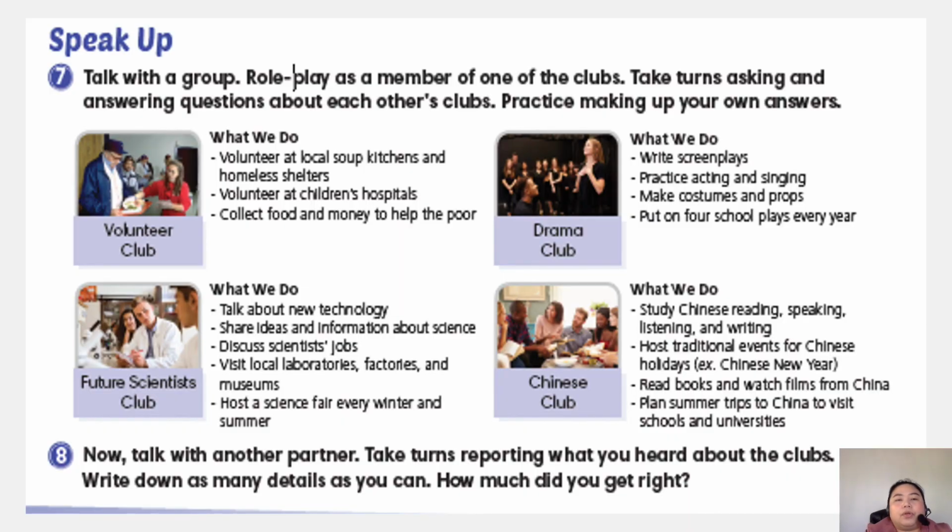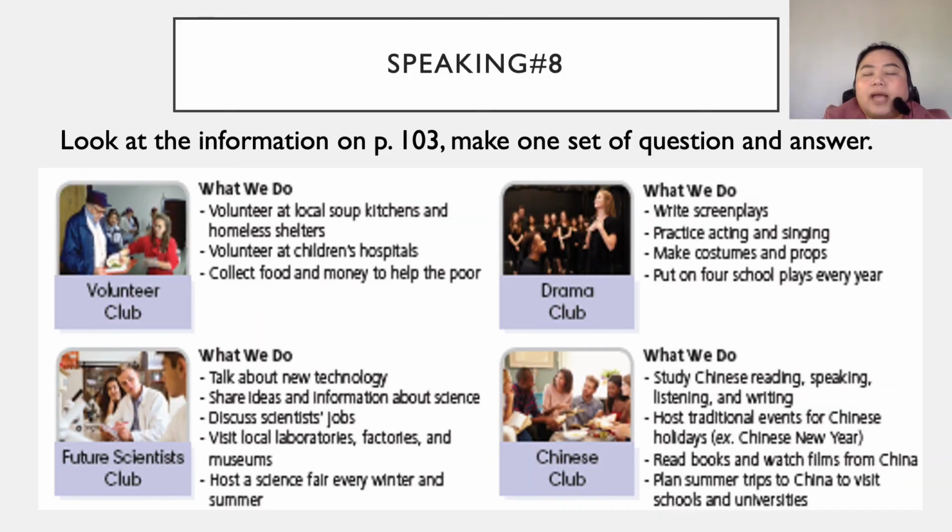Okay, now, in activity 7, you can do a role play as one member of the club. You can ask questions about the clubs. Okay. So for today's speaking practice, what I'd like you to do is to look at the information on page 103 and make one set of questions and answers.